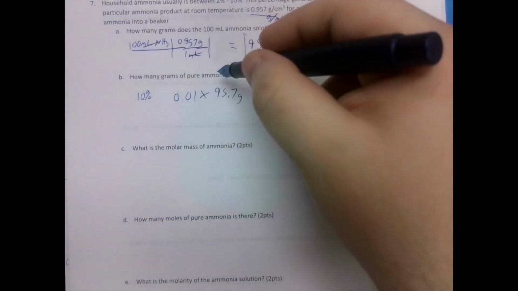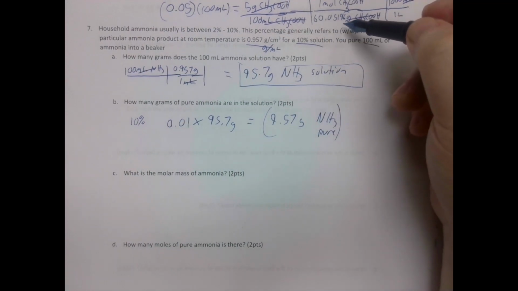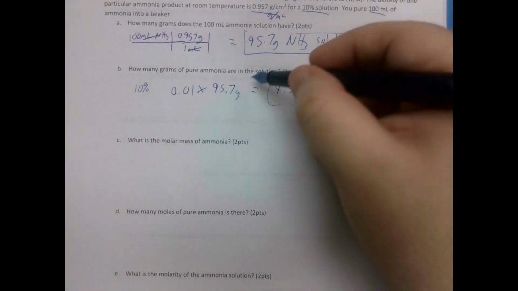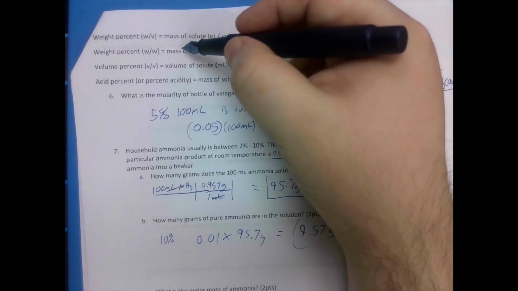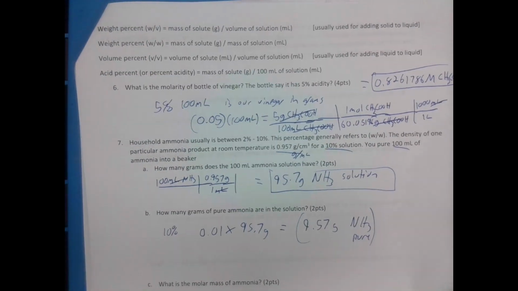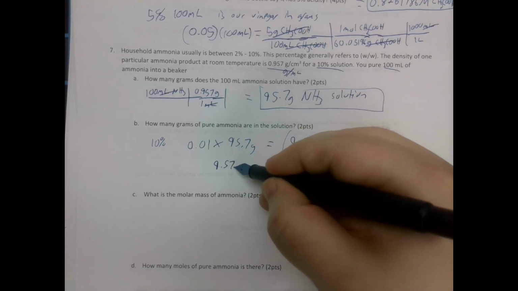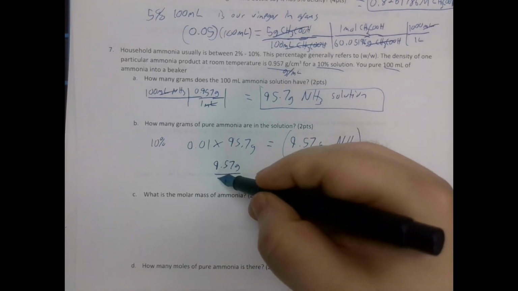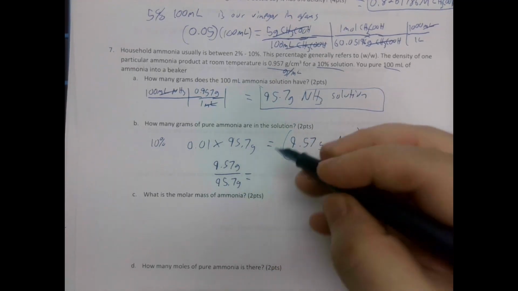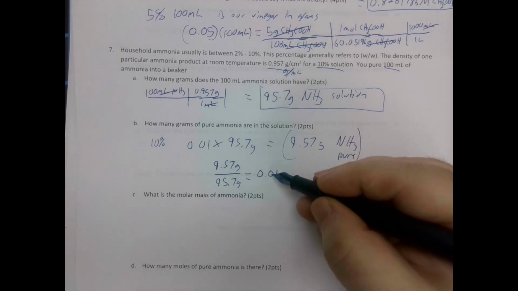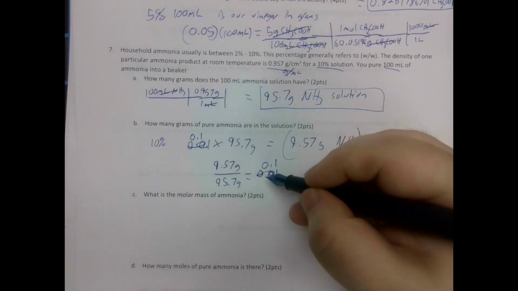So how many grams of pure ammonia do we have? Well, we know the ratio is 10%, so weight per weight is our mass of solute divided by mass of solution. That means 9.57 grams of pure, divided by the total mass of the solution, equals 10%. And that should be 0.1. Sorry, I was trying to rush.